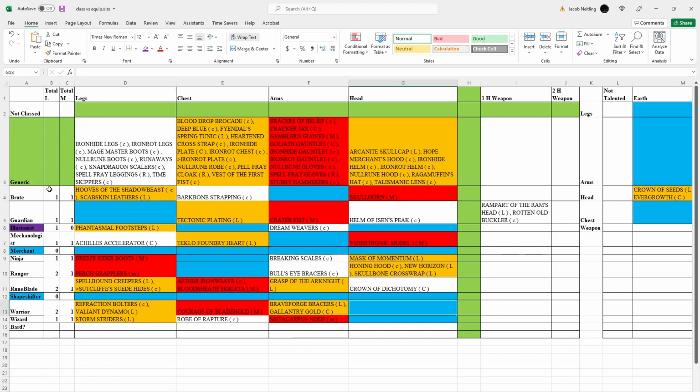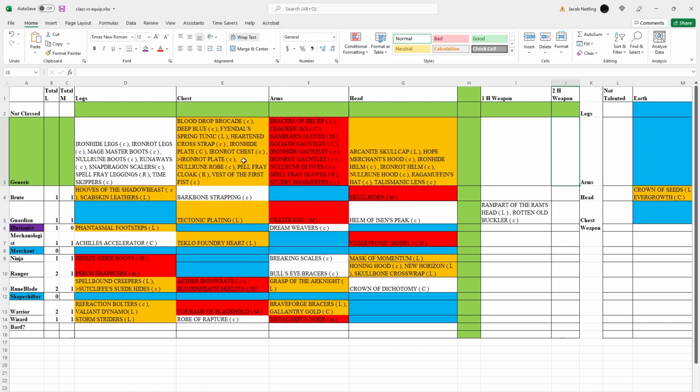Now, every class here does at least have access to a single legendary, from what I can tell. Brute, Guardian, Illusionist, Mech, Merchant does not, and Shapeshifter. So, unless they do something hilarious here and give Shapeshifter and Merchant access to some legendary, I don't know what that is. Now, you might be saying, all right, hey, Jake, you're missing some stuff here because this is just the default. And I would say absolutely.